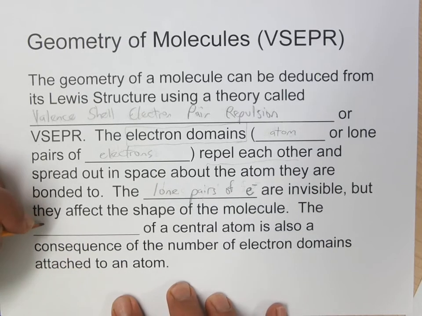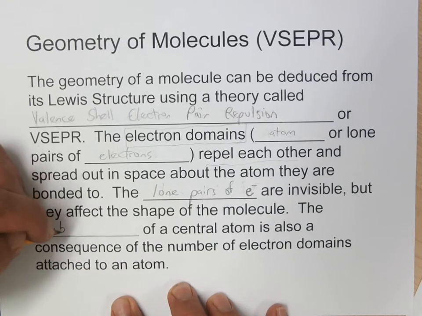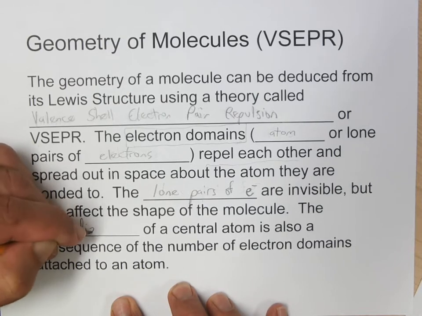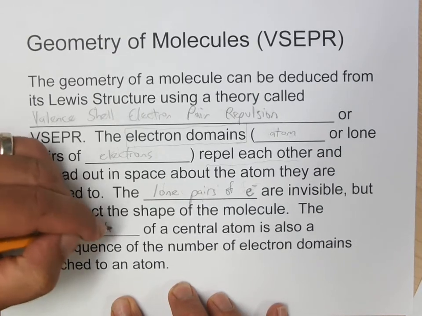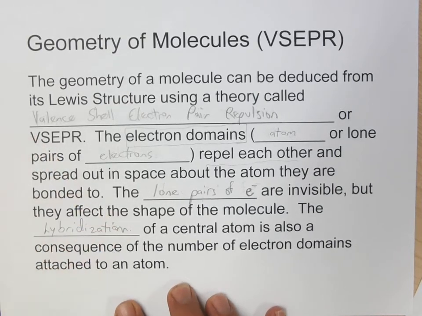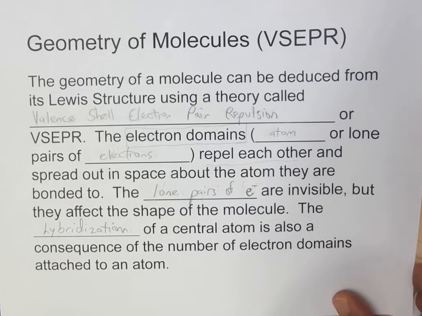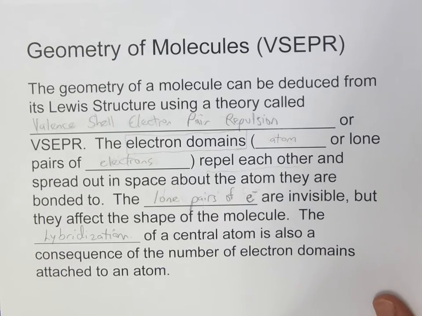And then another thing that's directly related to this, a little more difficult concept, is something called hybridization, which is an important part of valence bond theory. The hybridization of a central atom is a direct consequence of the number of electron domains attached to an atom. I'll try to explain that as simply as I can later today, and then when we get into valence bond theory, we'll get into a little more detail there.